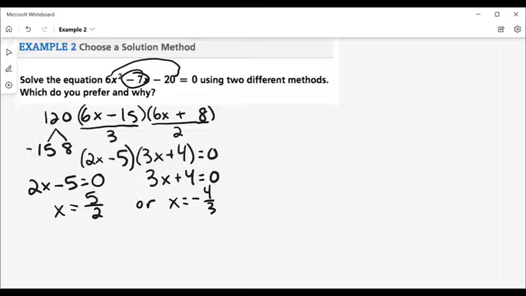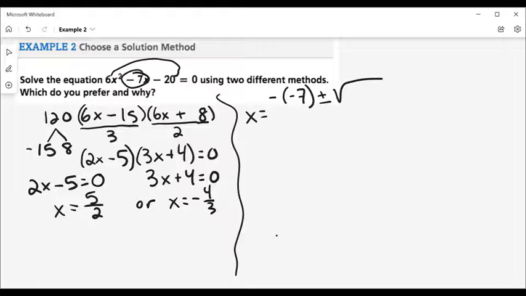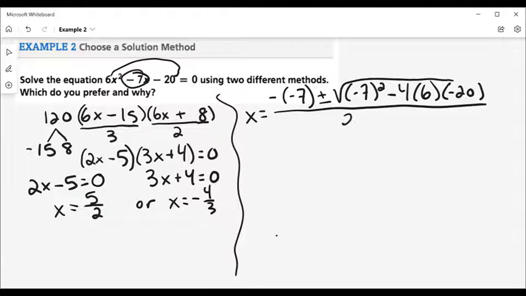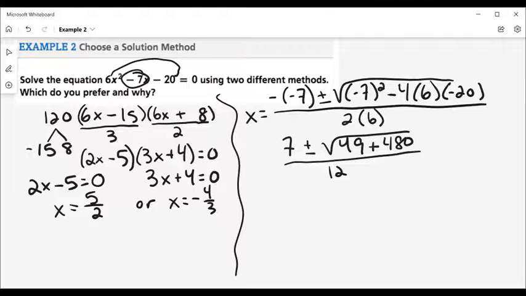I can also solve this equation by using the quadratic formula. X equals the opposite of negative 7 plus or minus the square root of negative 7 squared minus 4 times 6 times negative 20 all over 2 times 6, which will become positive 7 plus or minus the square root of 49 plus, because I have a negative times a negative, 24 times 20 is 480, all of that over 12.